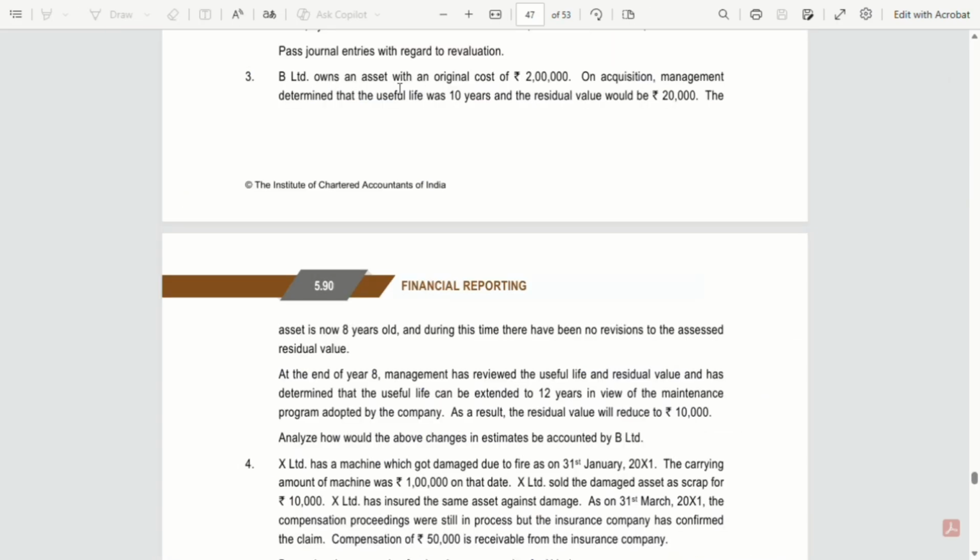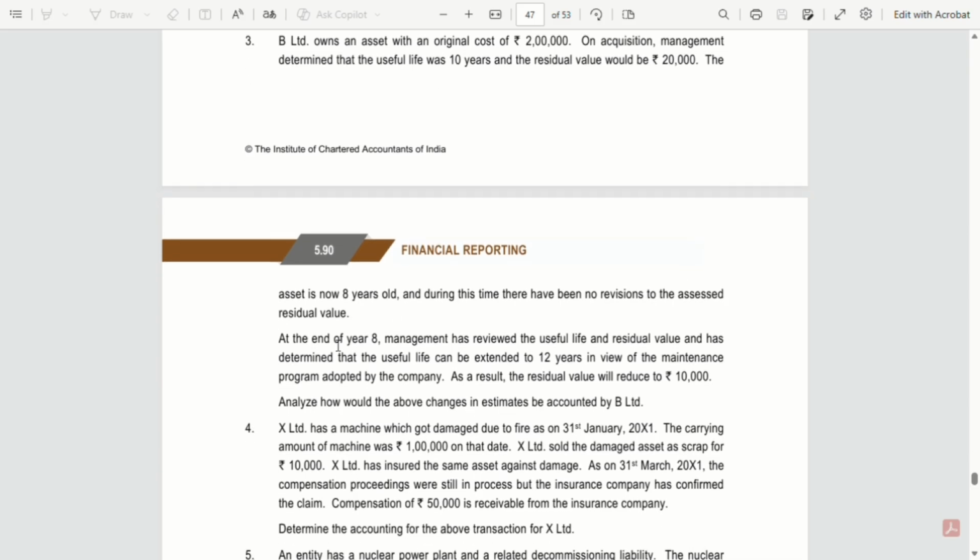Limited owns an asset with an original cost of rupees 2 lakh. On the acquisition, management determined that the useful life was 10 years and residual value will be 20,000. The asset is now 8 years old and during this time there has been no revision to the assessed residual value. At the end of year 8, management has reviewed the useful life and the residual value and has determined that the useful life can be extended to 12 years.